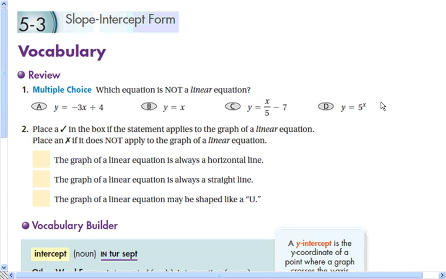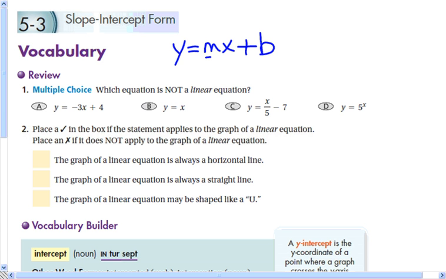All right, students, this is lesson 5.3, slope-intercept form. You will learn to write linear equations using slope-intercept form and graph linear equations with slope-intercept form. Just to let you know what that is, I'll just put it up here real quick.